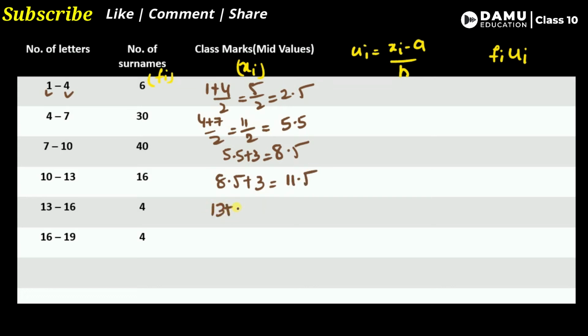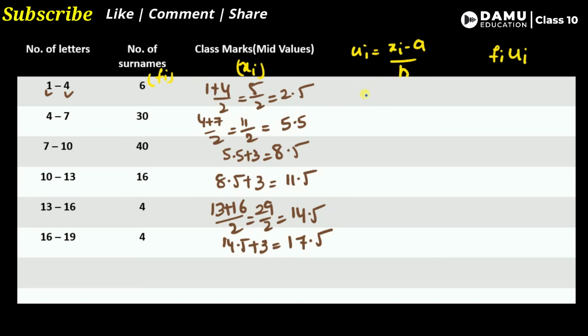So for the next class, 29 by 2, we get exactly 14.5. Why? Because if you add 3 to 11.5, you get 14.5. Then 14.5 plus 3, let's add it, that is 17.5. So these are the middle values which we need to calculate.